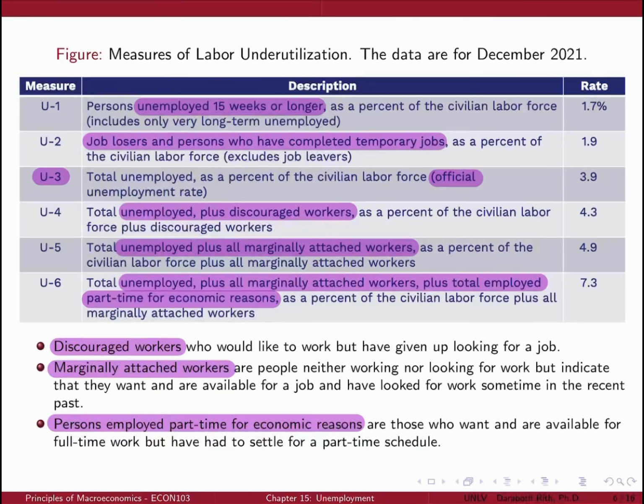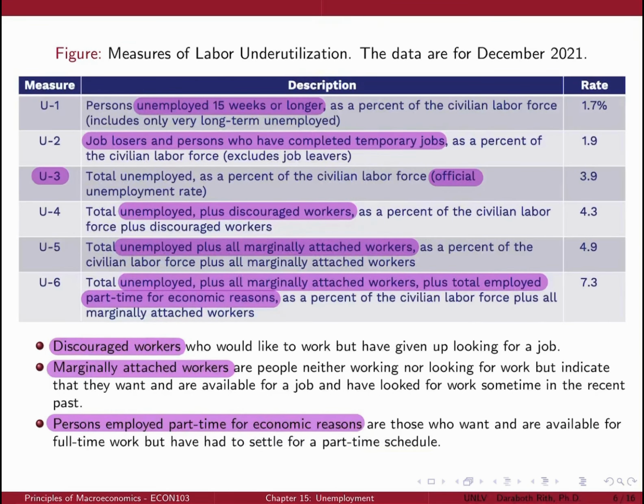U4, that is total unemployed plus discouraged workers as a percent of the civilian labor force plus discouraged workers. U5, that is total unemployed plus all marginally attached workers as a percent of the civilian labor force plus all marginally attached workers. U6, that is total unemployed plus all marginally attached workers plus total employed part-time for economic reasons as a percent of the civilian labor force plus all marginally attached workers.